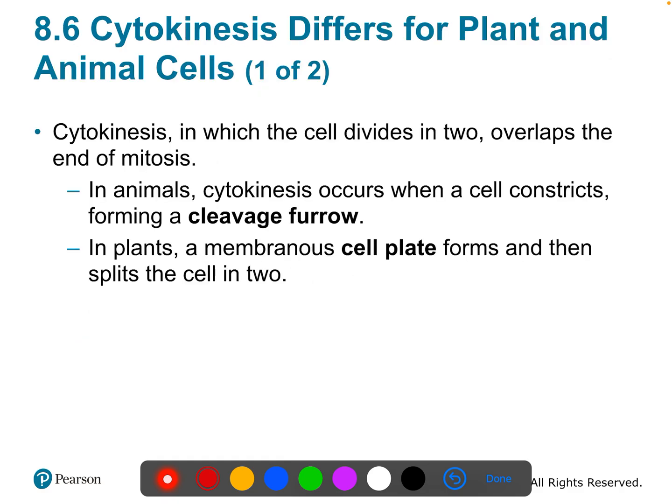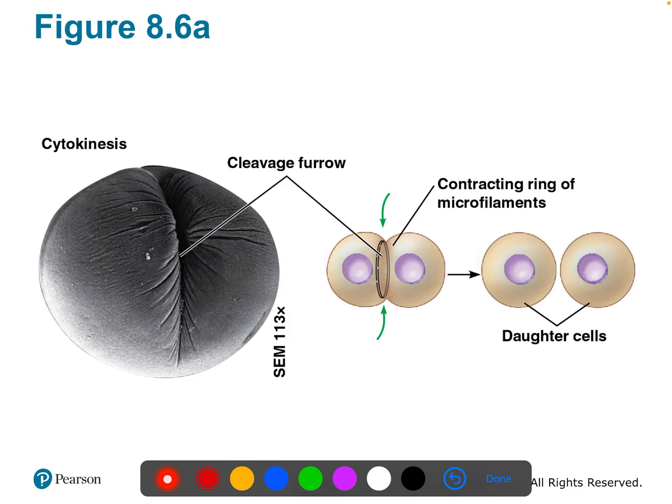Now, once the cells are done with the process of separating out the genetic information, now the cells actually have to separate from each other, and that's cytokinesis. Okay? And this is ultimately when the cell will finally completely divide into two. In animal cells, cytokinesis will occur in such a way that the cell will constrict or pinch together, forming what's called a cleavage furrow, which I'll show you in a second. And in plant cells, they'll produce kind of a membranous structure called a cell plate, which will ultimately become the cell wall, which will divide them in two.